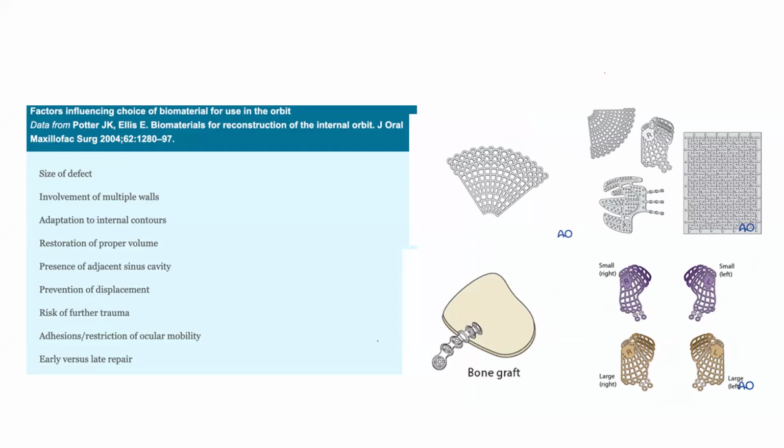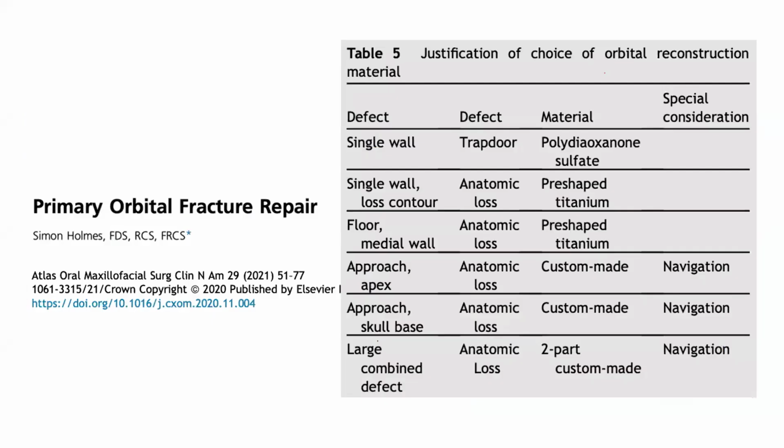In which stage are you in? Is it a primary repair or is it a secondary correction? Adhesions and restriction of ocular motility as well. To be concise, to put it into a single table, what will be your material of choice?